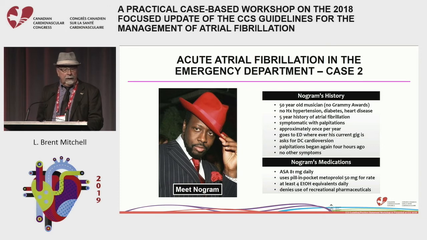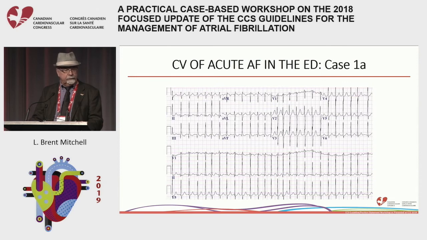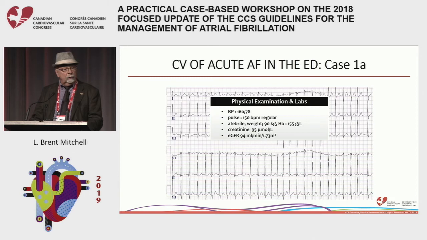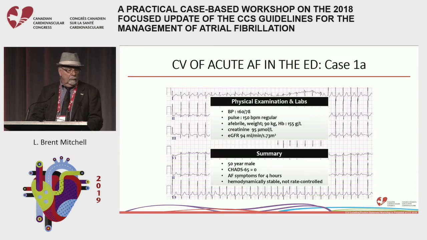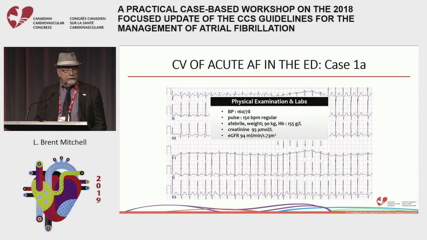He's on aspirin. He uses pill-in-pocket metoprolol for rate control, not to prevent the episode from sustaining, but rather just so it's not quite so fast. He reports 4 ethanol equivalents daily and denies the use of recreational pharmaceuticals. Atrial fibrillation, really fast. Error on this slide. Blood pressure is maintained, but his heart rate is irregular. eGFR, please read creatinine clearance. I don't want to have that fight. So in summary, a 50-year-old, CHADS 65 factors, none, symptomatic for 4 hours, hemodynamically stable but not rate controlled.